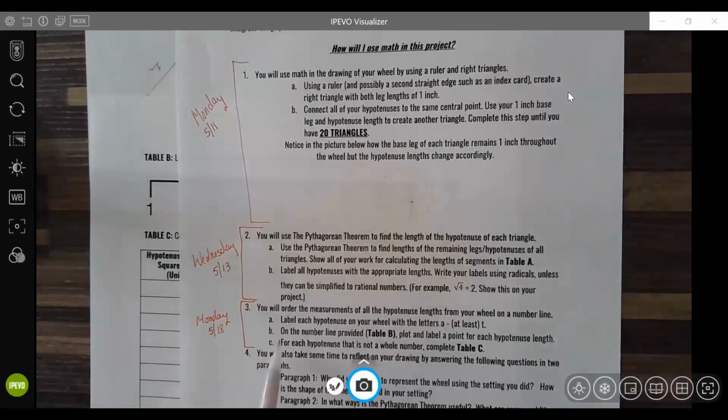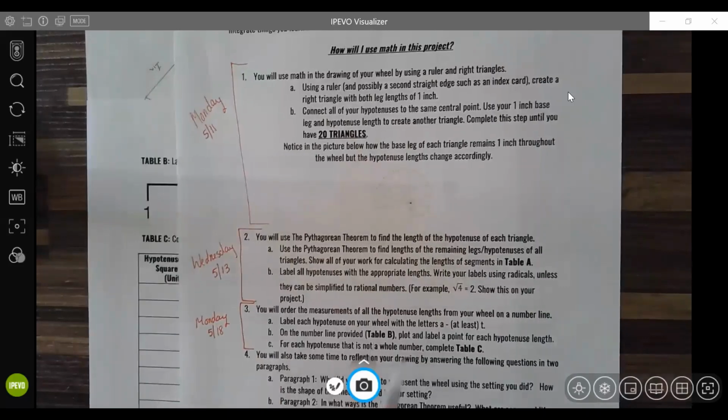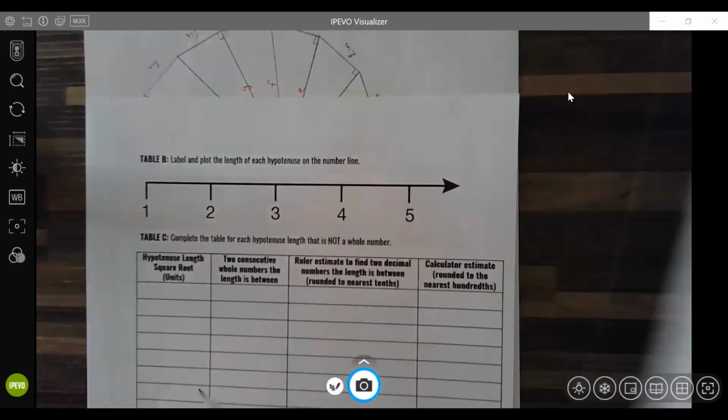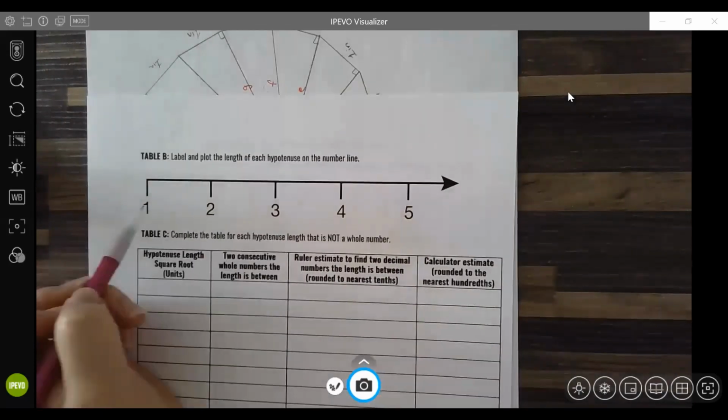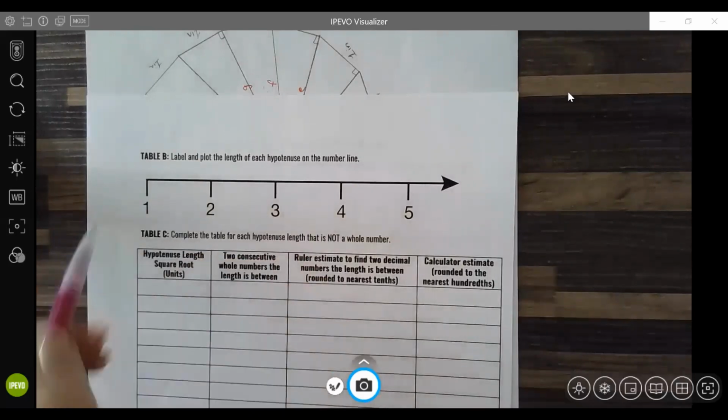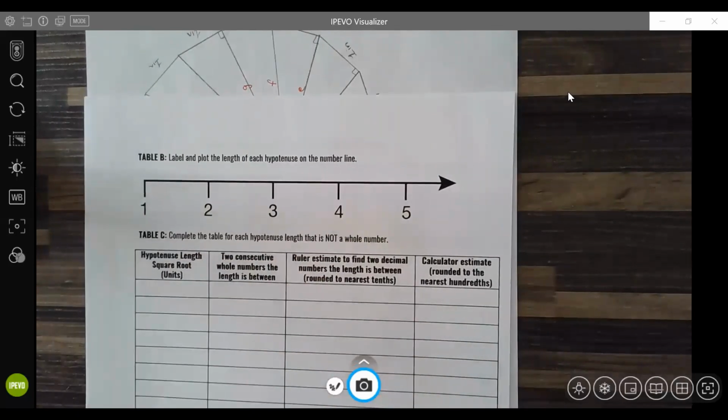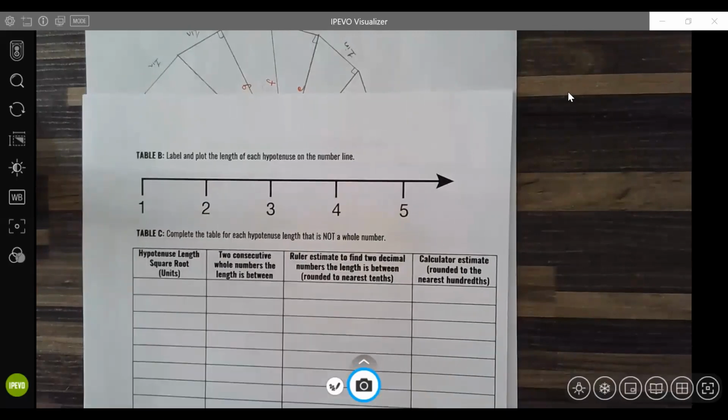And now for part 2, it says on the number line provided, which is labeled table B, plot and label a point for each hypotenuse length. Okay, so I'm looking at this table B, and I want to kind of figure out, what do I know about square roots and where they fall? And so I can put some extra information on here just to help you get started.